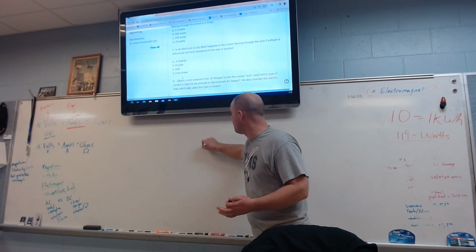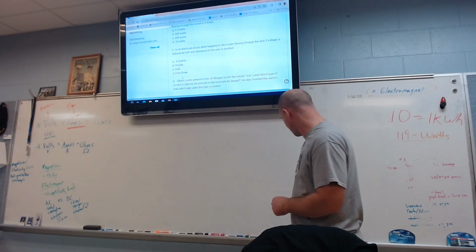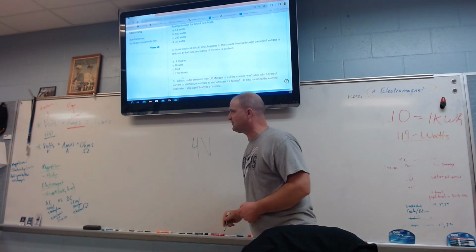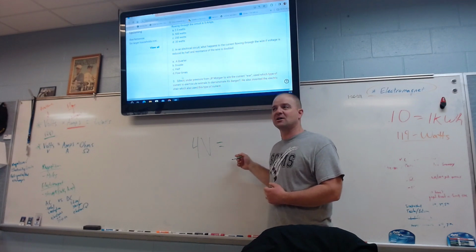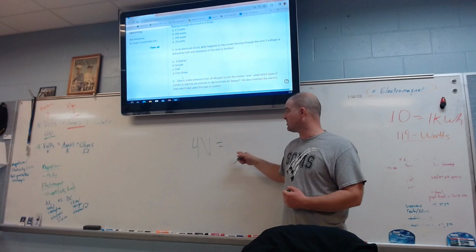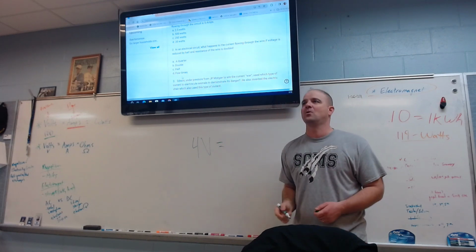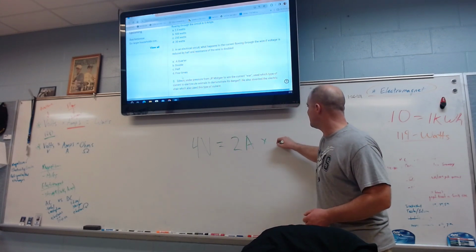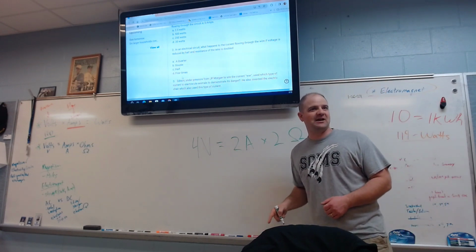Let's just say 4 volts. I need to change markers. All right. So we're going to take 4 volts and we're going to make it equal to 2 numbers that when multiplied by each other make 4 volts. Okay? So what times what could equal 4? 2 times 2. So 2 amps times 2 ohms is going to make 4 volts, yes?